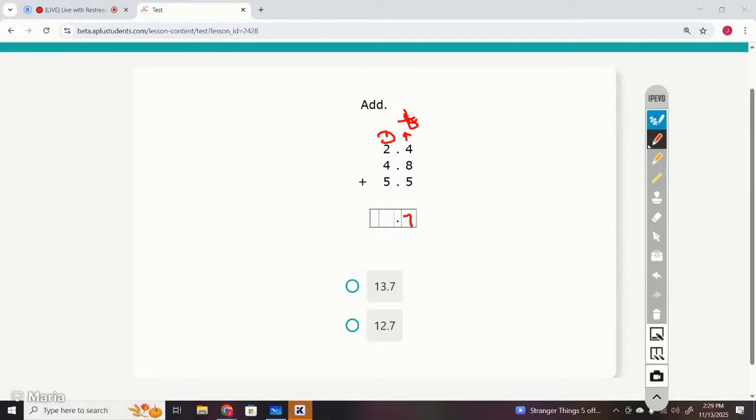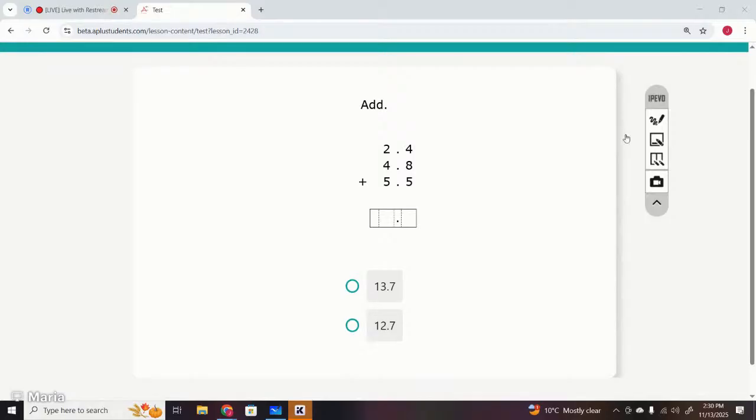5 and 4, 9 and 1, 10. 10 plus 2 is 12. So the correct option is 12.7. Option number 2 is the correct option. That is 12.7.